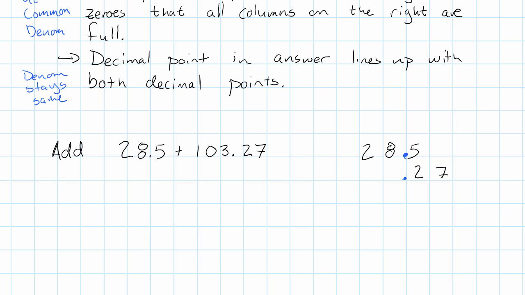After the decimal point I have 27. Before I have 103. And then I need to fill in a 0 in this column, just so that I have something in every column. Now I add 0 plus 7 is 7, 5 plus 2 is 7, 8 plus 3 is 11, 3, 1, decimal point, and my answer goes right underneath.